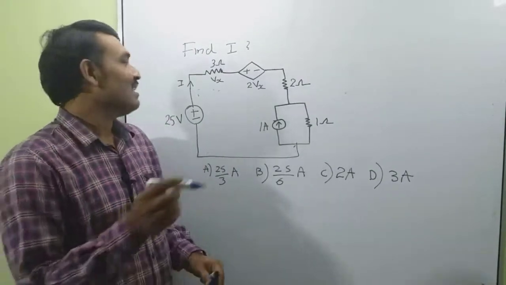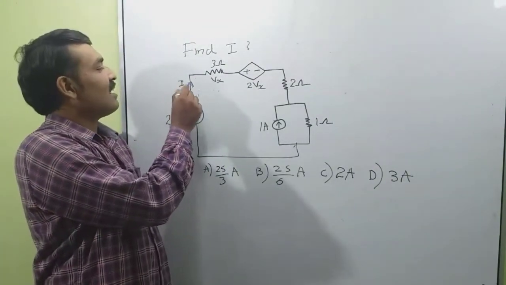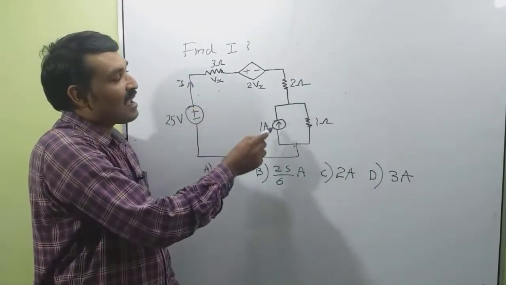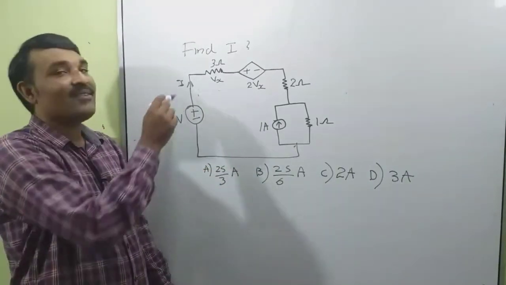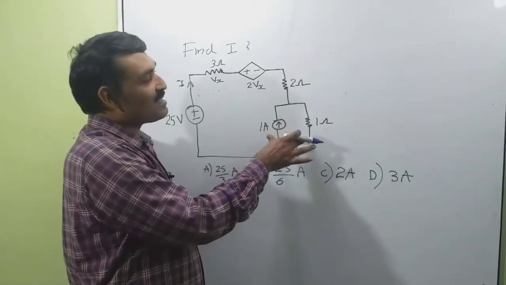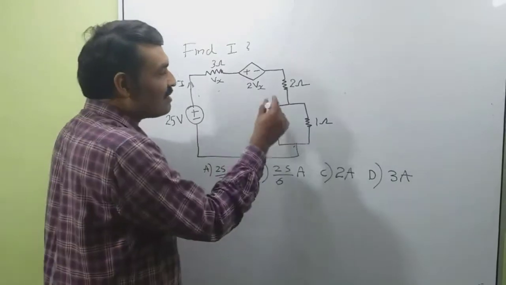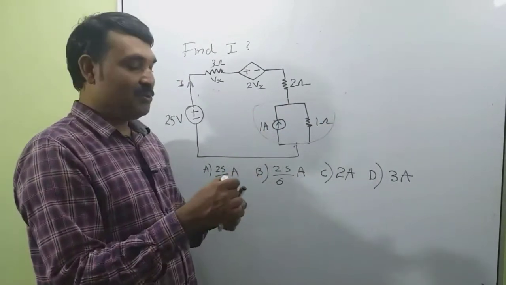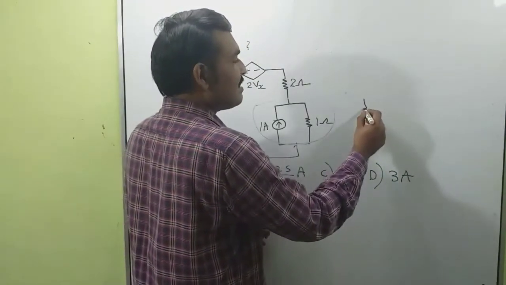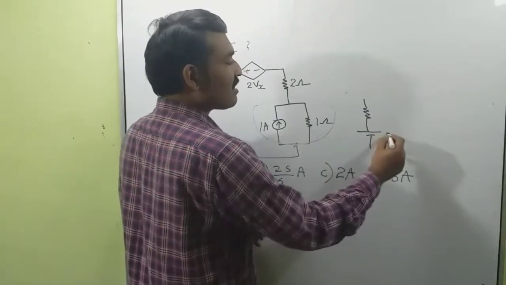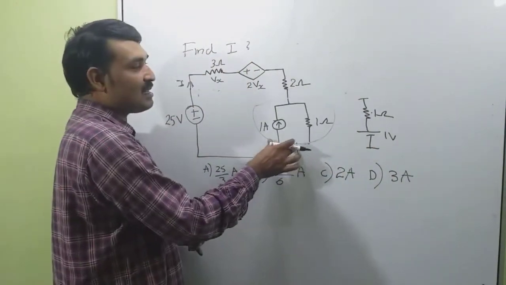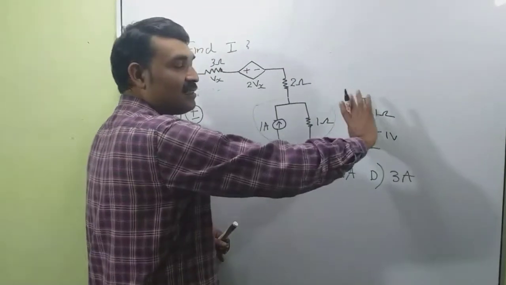Okay, look at this question. We want to find the value of current I. In this question, we have an independent source, a dependent source and a current source. Now we want to find the value of I. Okay, so let us look at how we are going to solve this. First, I am going to convert this current source into a voltage source. So this branch is equivalent to a voltage source in series with a resistance. The value of this voltage source is 1 volt and this resistance is 1 ohm. So I can replace this branch by this branch.